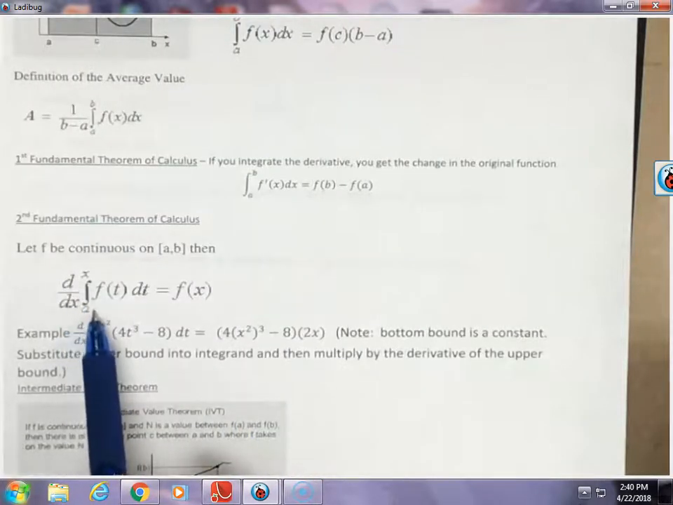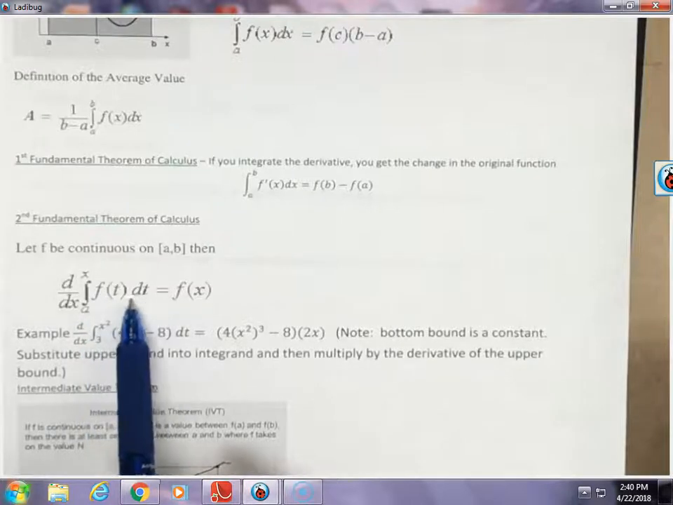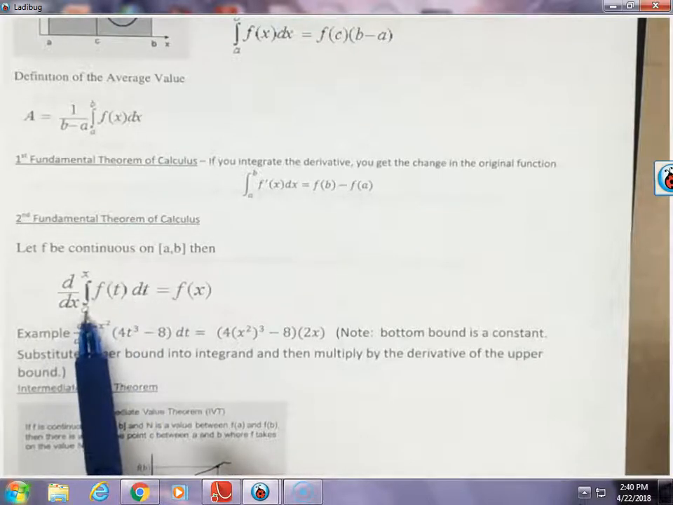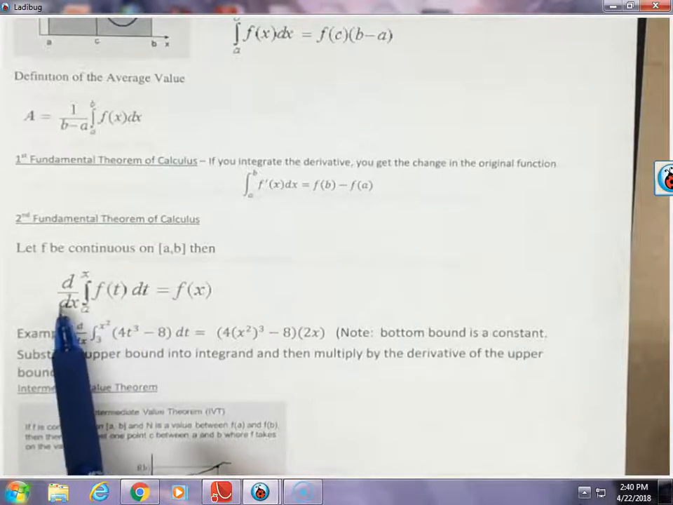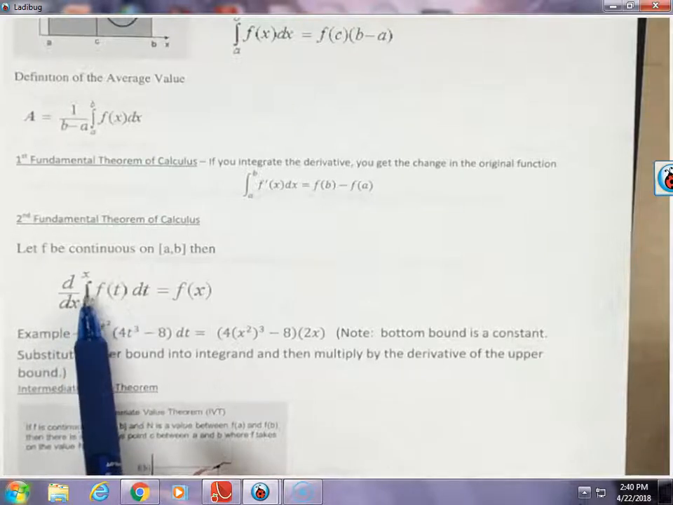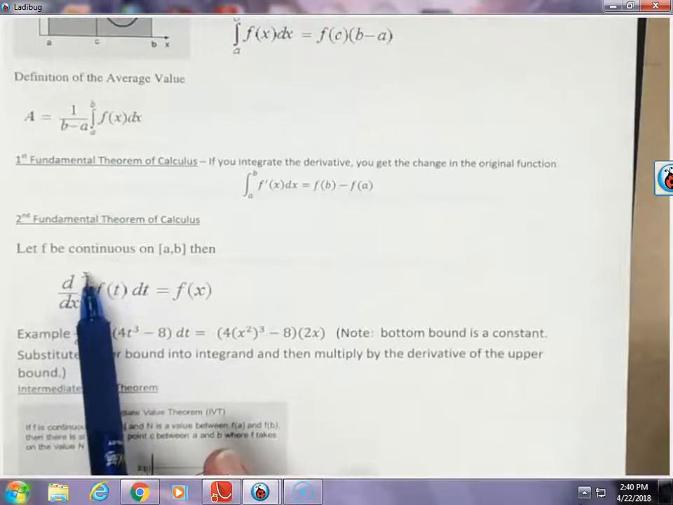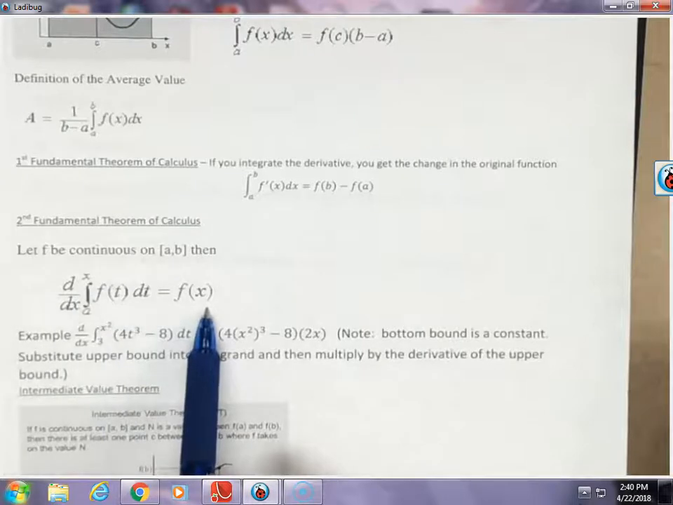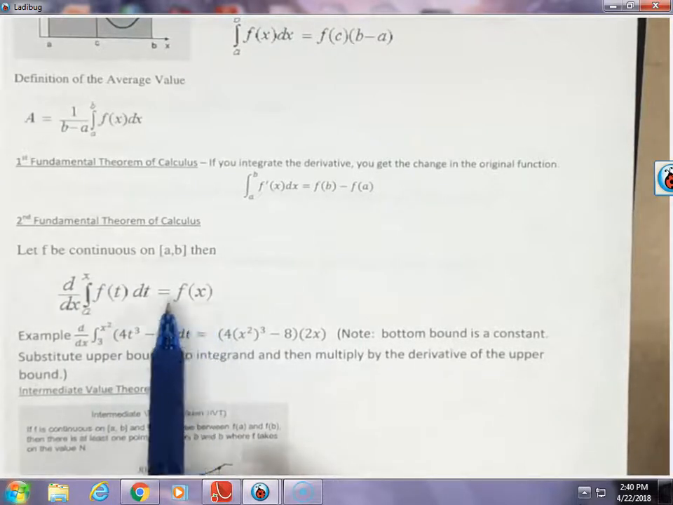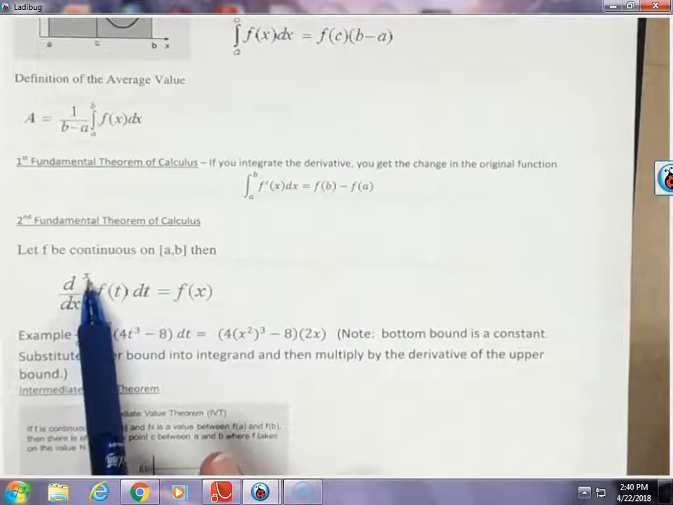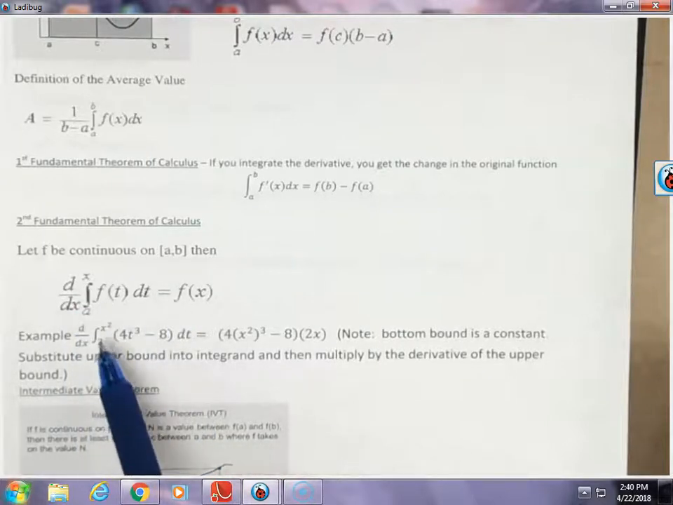But the derivative of the integral, and so you get a plus c when you integrate this, but then when you take the derivative, the constant goes to 0, so we worked on all that. The key, though, is this bottom number has to be a constant. And so instead of integrating and then taking the derivative, you can just substitute this upper bound into your function, and that's the answer. Well, that's true as long as that's a constant and that's x. But you basically have to use chain rule.